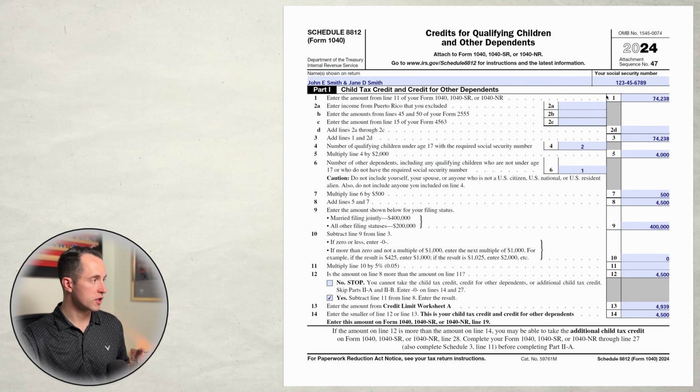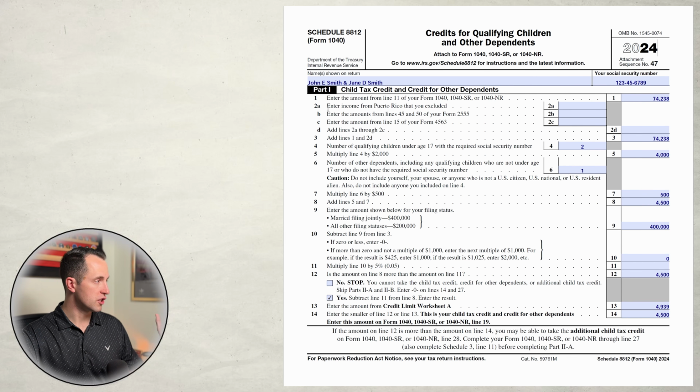So then coming down to the first line, this is going to be enter the amount from line 11 of your Form 1040 and whatever iteration it is. And that's basically going to be the amount of money that you made for the past year before taking out any sort of standard deduction or itemized deductions.